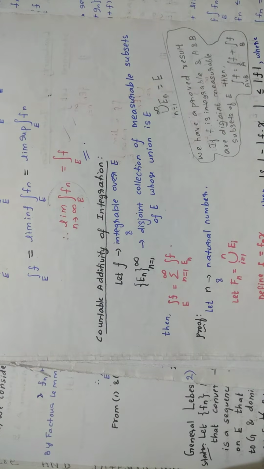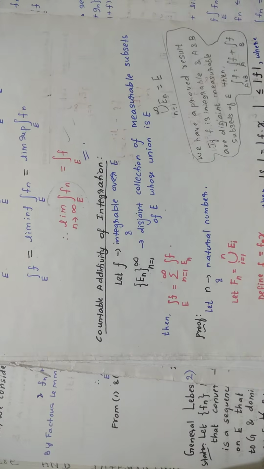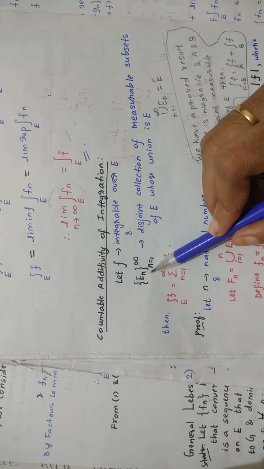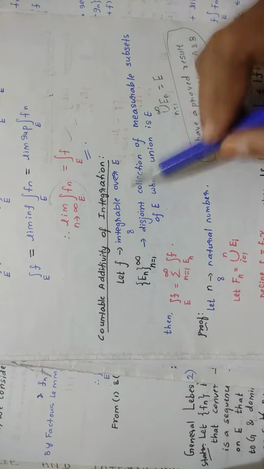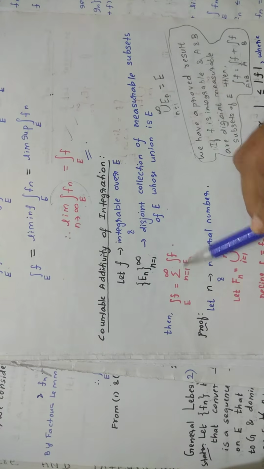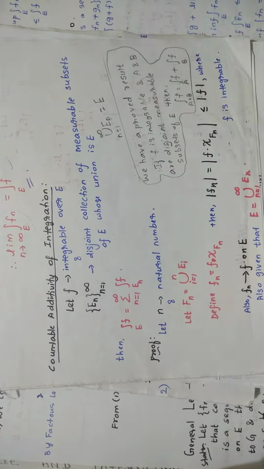Can you understand this statement? Imagine a function f and you are saying that function f is integrable over E. You have to know what E is. E is the measurable set. Now you have a disjoint collection of measurable subsets of E, that is this. Its union is our measurable set E. Then you have to prove this equal to this. Okay, so let's start the proof of this theorem.